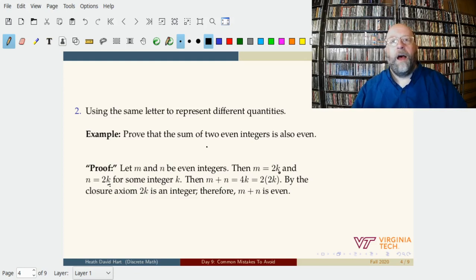So keep track of which letters you've used. Don't repeat a letter if you want to use it to represent something different here. So you can't let m be 2k and n be 2k unless you really mean that m and n are the same number. And most of the time, that's not what you want.